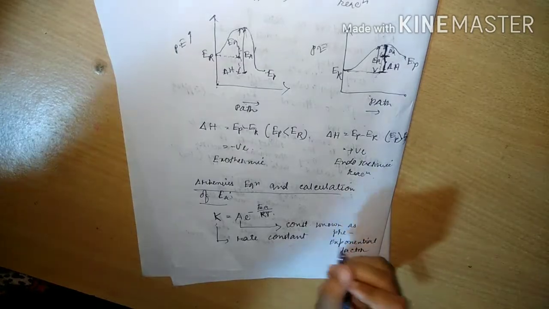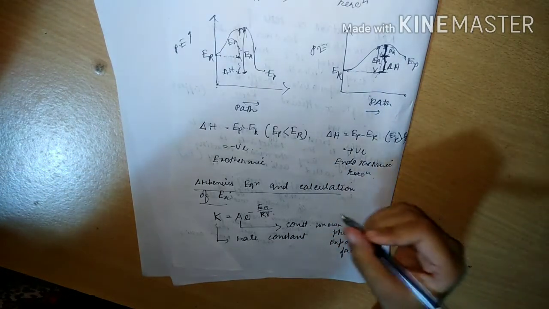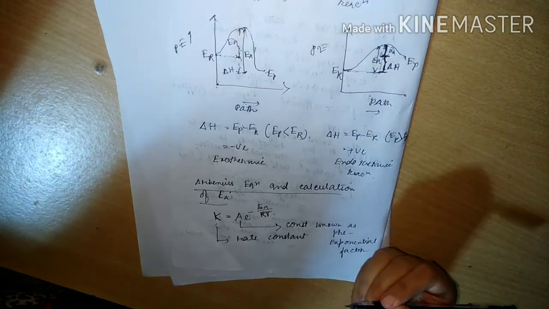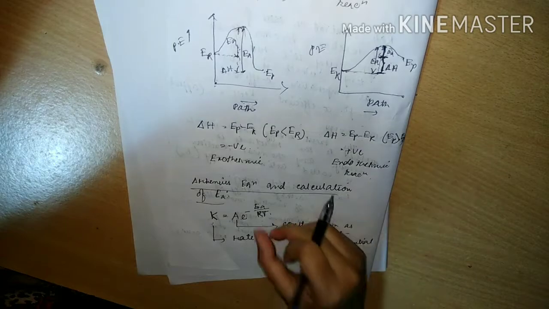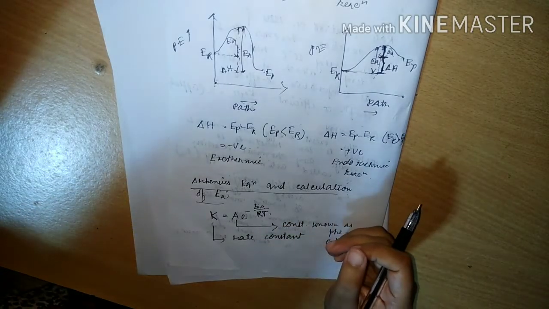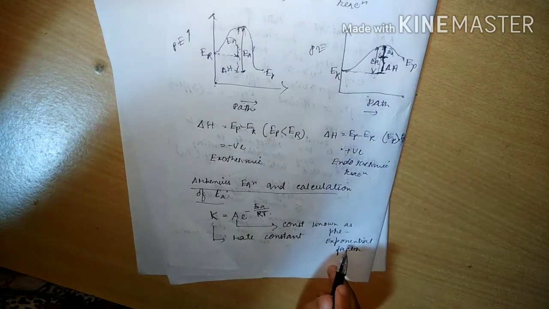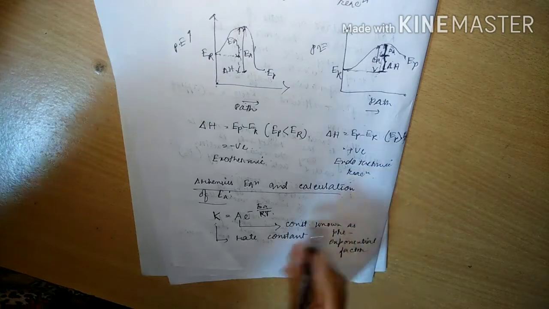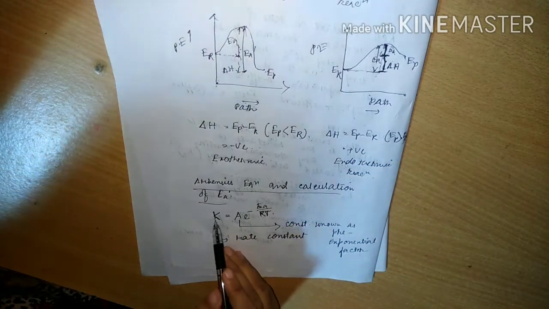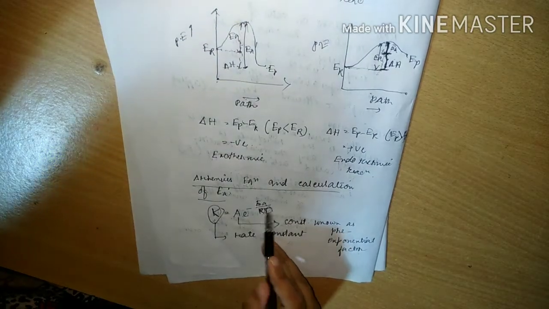The value of R, as we know, is 8.314 in SI unit. We take temperature in Kelvin; even if degree centigrade is given, we have to convert it to Kelvin. EA is the activation energy, A is the constant pre-exponential factor or frequency factor, and K is the rate constant. So the Arrhenius equation shows the relation between rate constant and temperature.